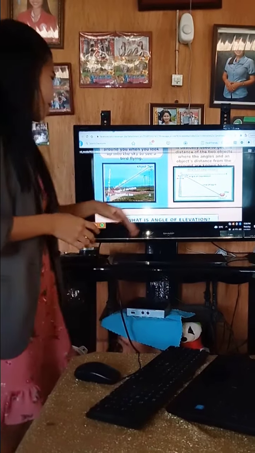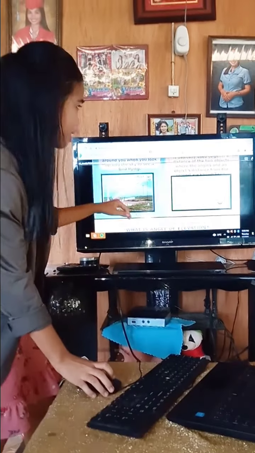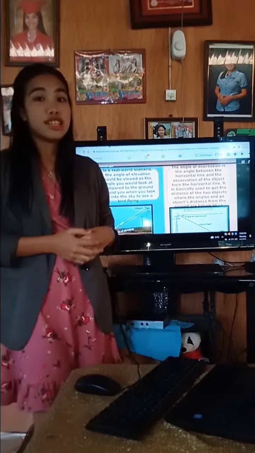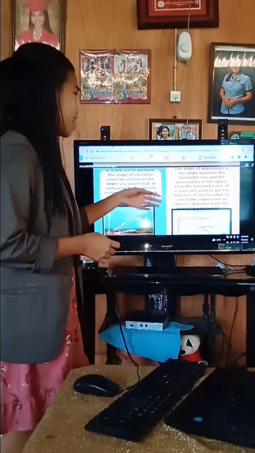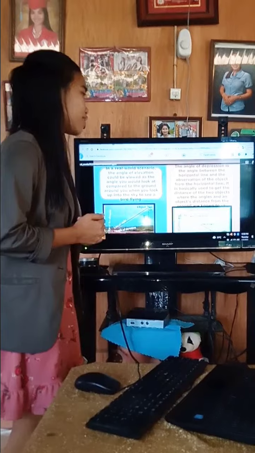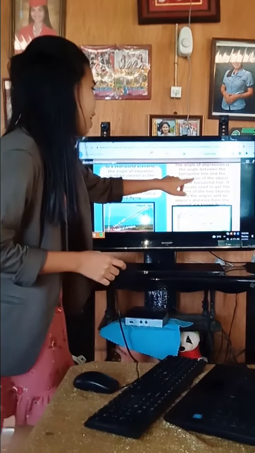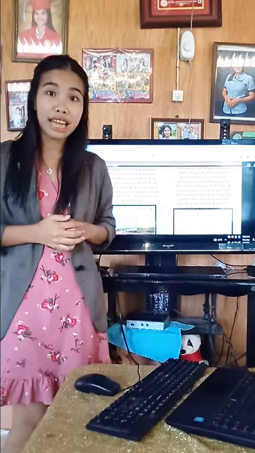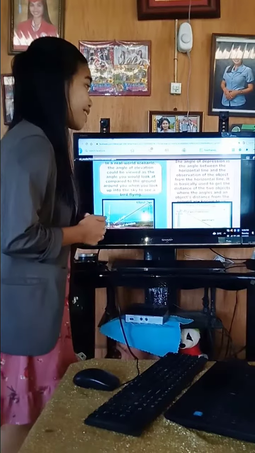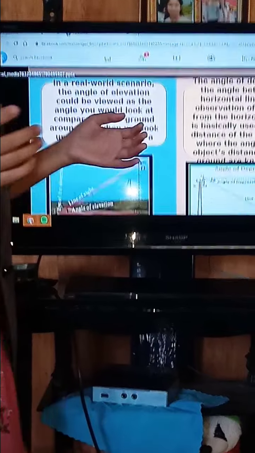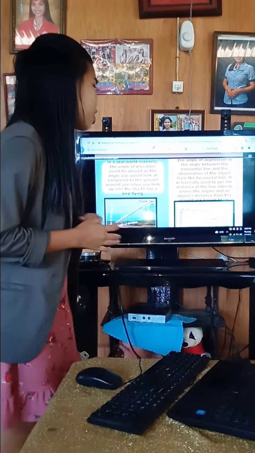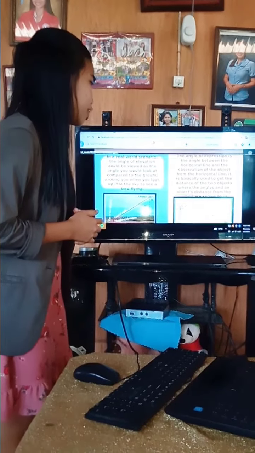So the second is, what is the angle of depression? The angle of depression is the angle between the horizontal line and the observation of the object from the horizontal line. It is basically used to get the distance between two objects where the angles and the object distance from the ground are known to us.